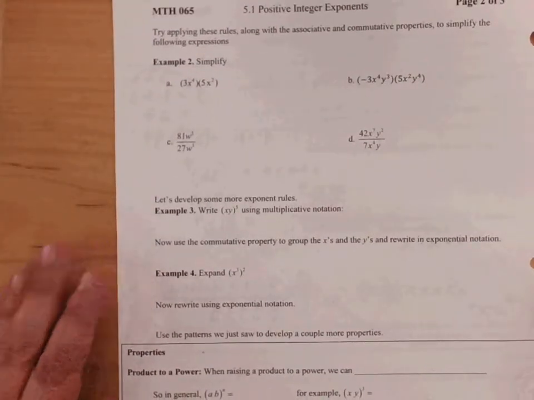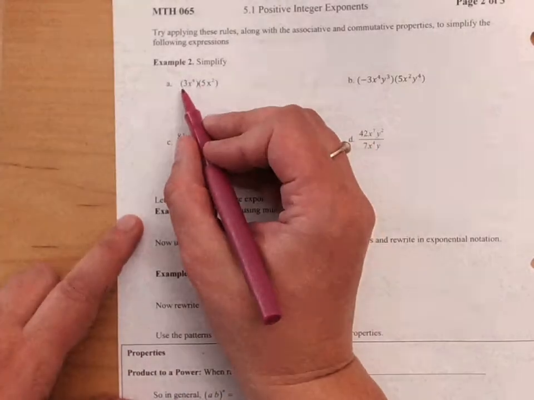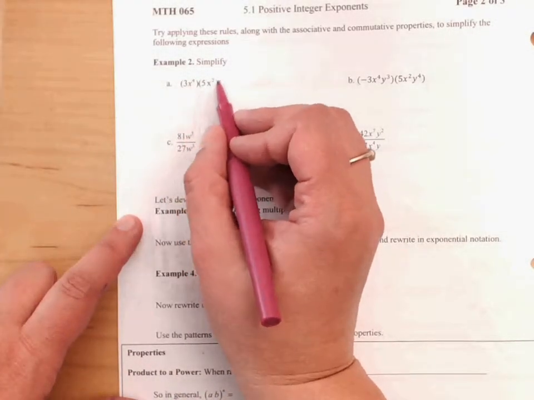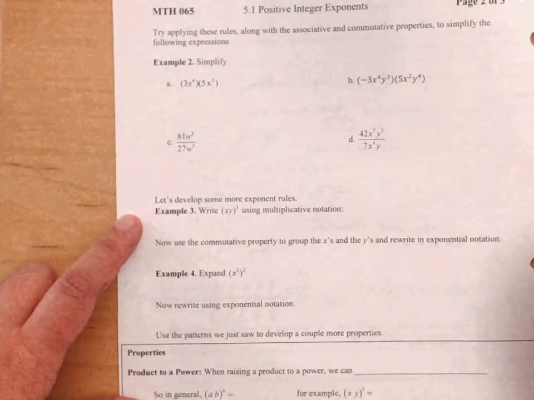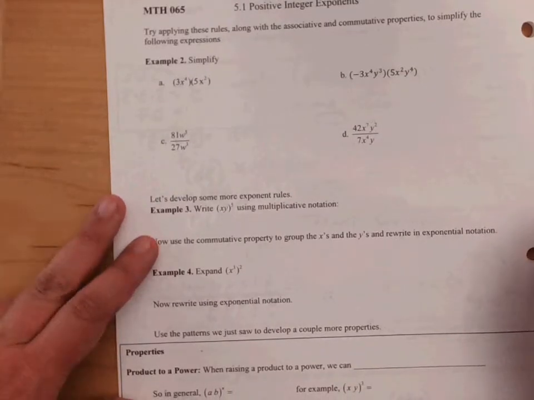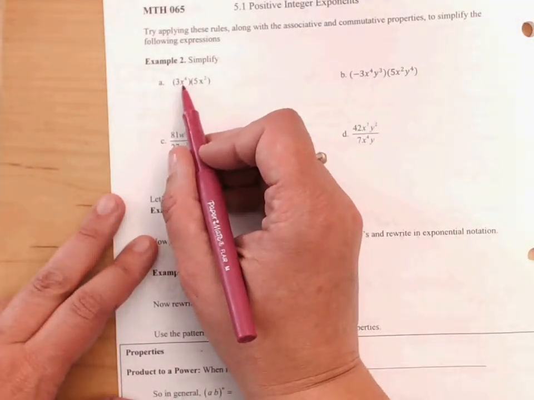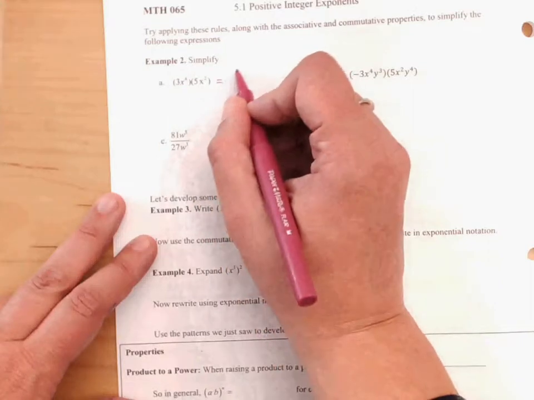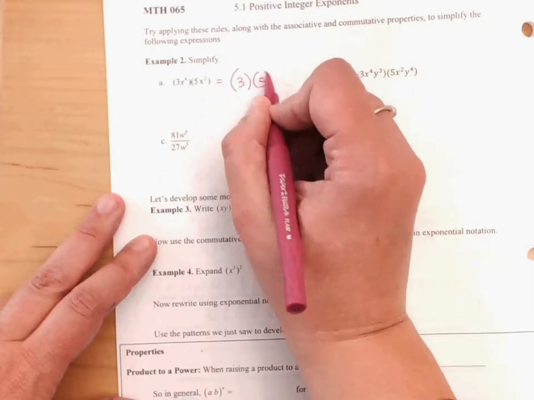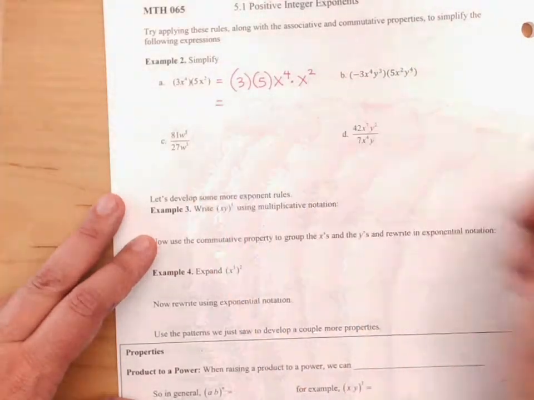Try applying these rules along with the associative and commutative properties to simplify the following expressions. So here we're multiplying 3x to the fourth, 5x squared. Now does the 3 have an exponent that we have to deal with? What's its exponent? No, because the 4 is on the inside of parentheses. So we're really just multiplying 3 times 5 times x to the fourth times x squared. So what would that simplify to?